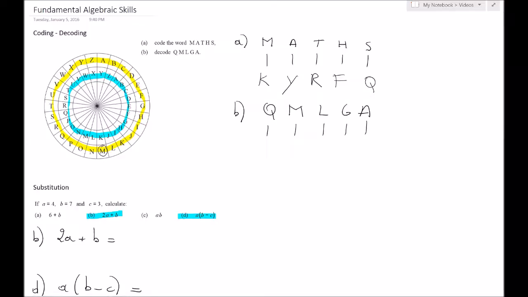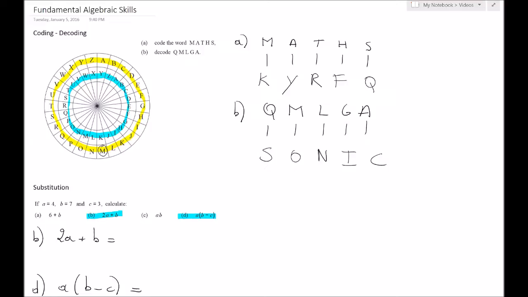The other way around, you also need to be able to do that. So we have to decode the combination of letters Q, M, L, G, A. Then we're going to go from the blue to the yellow letters. So Q is actually S. M stands for O. L stands for N. Then G stands for I. And A stands for C. So the combination of letters Q, M, L, G, A is actually code for the word Sonic.